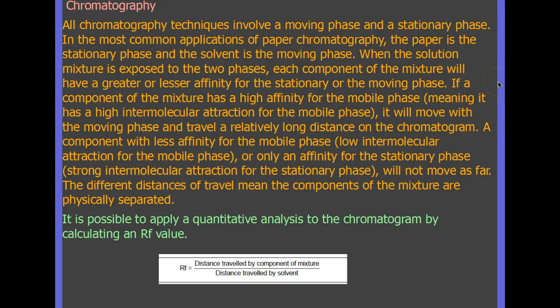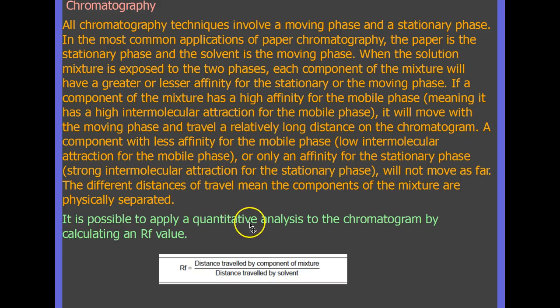If a component of the mixture has a high affinity for the mobile phase, meaning it has a high intermolecular attraction for the mobile phase, it will move with the moving phase and travel a relatively long distance on the chromatogram. A component with less affinity for the mobile phase, low intermolecular attraction for the mobile phase, or only an affinity for the stationary phase, strong intermolecular attraction for the stationary phase, will not move as far. The different distances of travel mean the components of the mixture are physically separated.